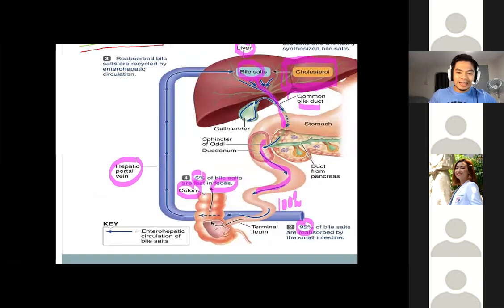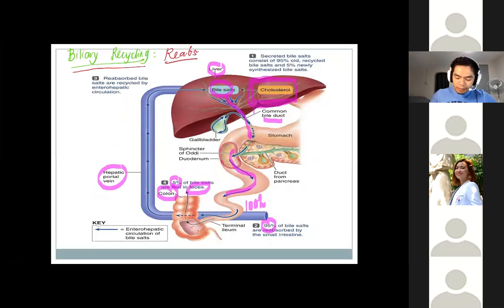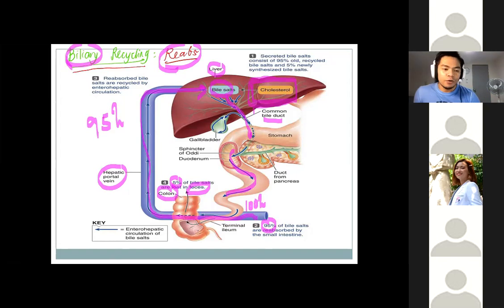So when we say dadaan sa hepatic portal vein, pag dumaan ang bile acid sa hepatic portal vein, bumabalik siya sa liver. Okay, bumabalik siya. Kaya anong sabi natin? 90 to 95% ay nare-reabsorb. Ang tawag natin sa mechanism ng pagdaan sa hepatic portal vein ay biliary recycling. Kaya nga recycle, imbes na tinapon, gagamitin ulit. Okay, gagamitin ulit. So far, can you follow?